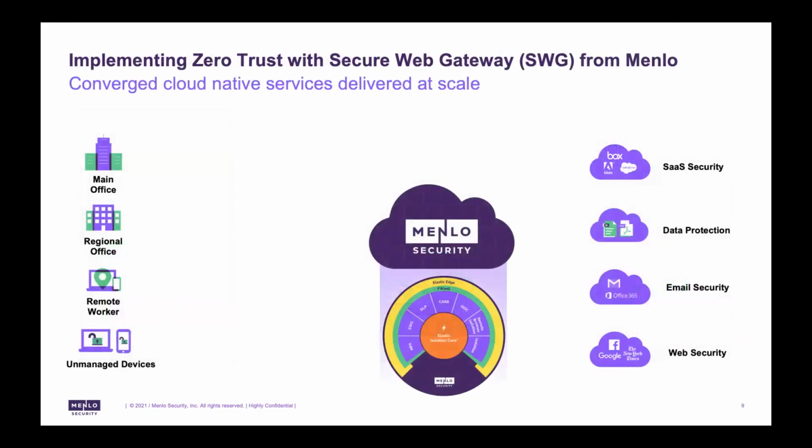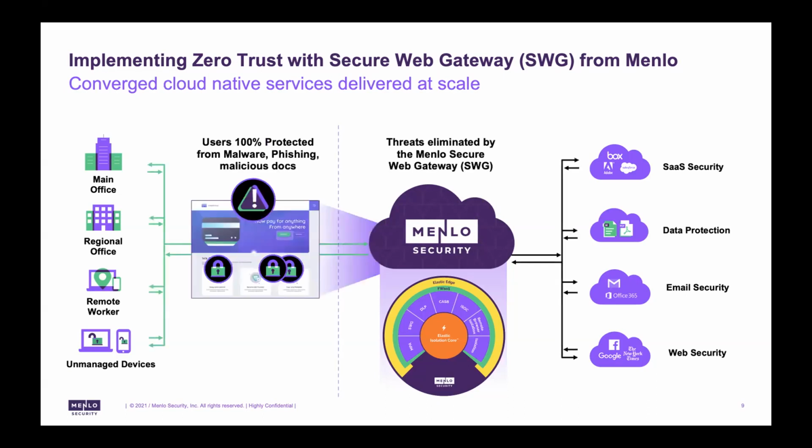And so one of the ways to think about it from an architectural perspective is that you need a way to provide coverage for users wherever they are and whatever device they're coming from, whether that's managed or unmanaged devices, remote employees or people in the regional or main offices. And one of the best ways to deliver that is via a cloud platform to help minimize the overhead and costs. And when Menlo delivers this value, we're able to eliminate the threats via our cloud platform.